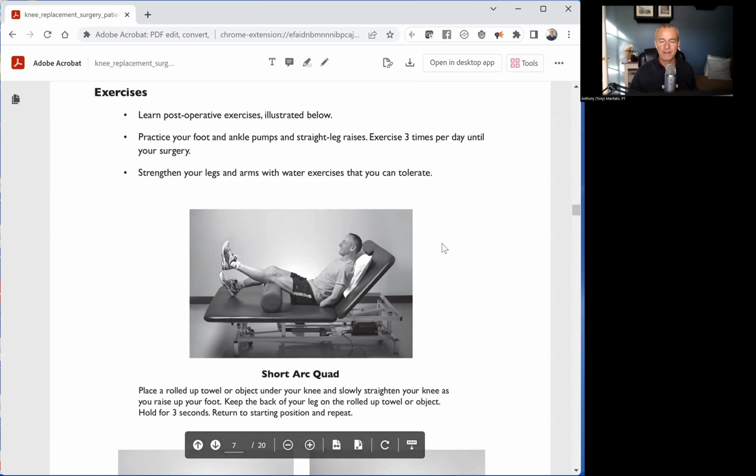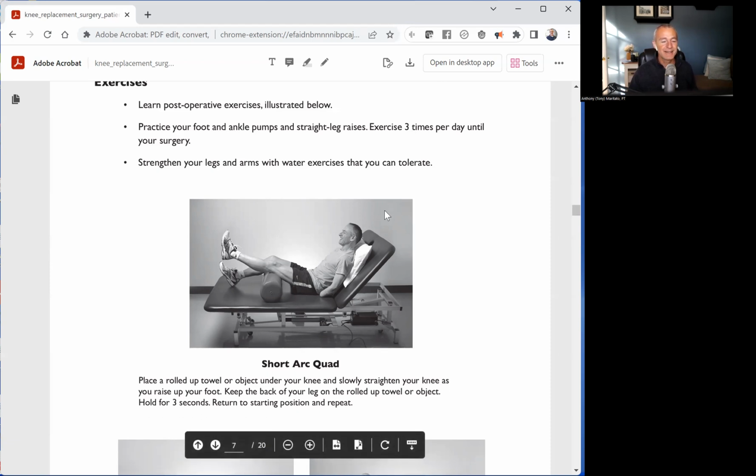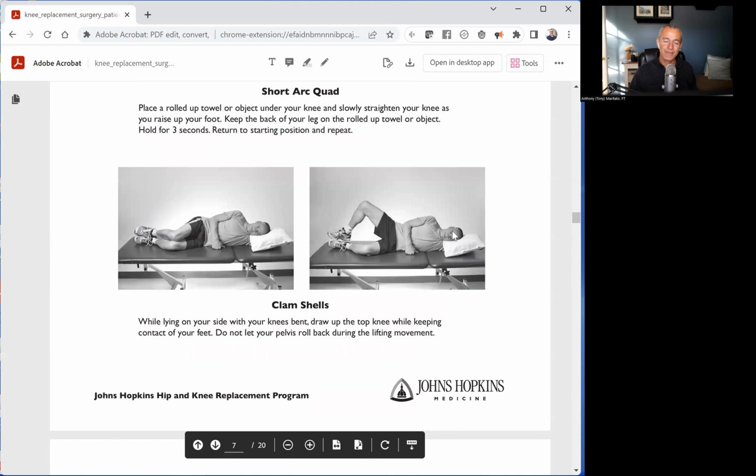I've got videos on my YouTube channel showing you how to do that. But basically, he's laying on his back. He's got a bolster under the knee. He's tightening the quadricep, the front of the thigh, to straighten the knee and then relax it back down. Of course, keep in mind, this individual looks incredibly fit and does not look like he just had a knee replacement. Your short arc quad is not going to look like this photo, but that's okay.